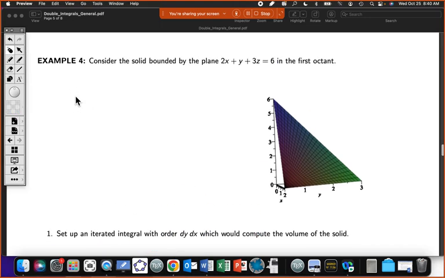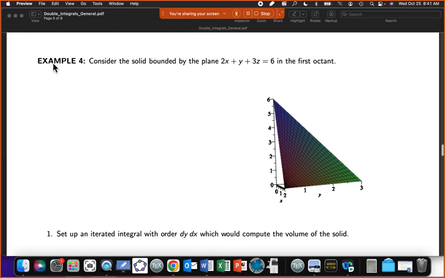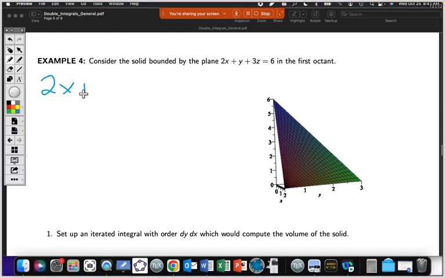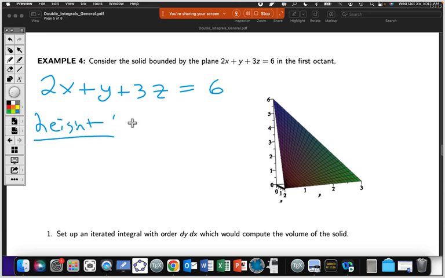So looking back at this plane here, we've got 2x plus y plus 3z is 6. The height then, I'm going to solve for z. And so what would you get when you solve for z here? Yeah, 6 minus 2x minus y all over 3.